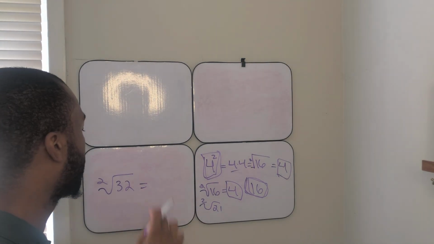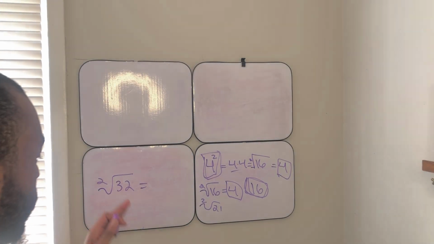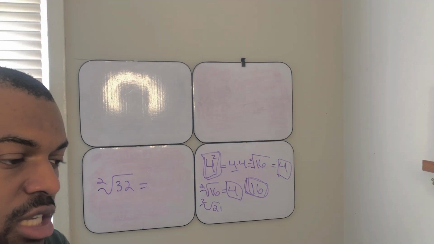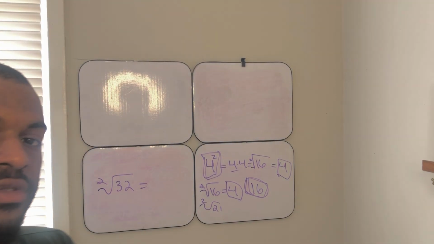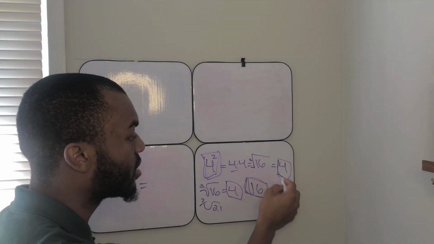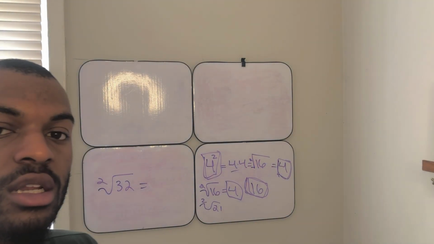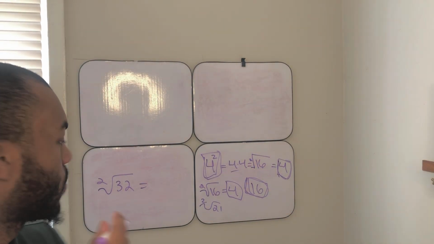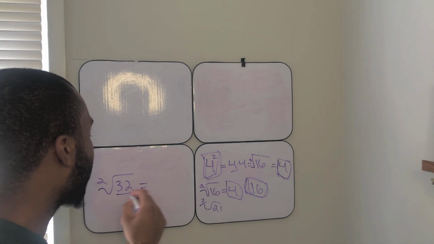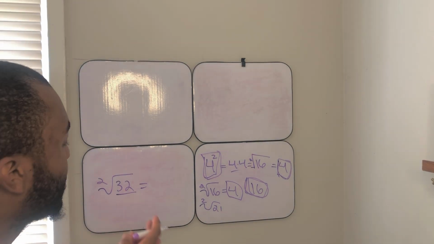So what we're gonna do, we got 32. We have to find the biggest perfect square inside of 32. Perfect square meaning something that gives us a nice clean square root when we take it. So we're gonna do 16. We're gonna break down this 32 into two numbers, 16 and 2.